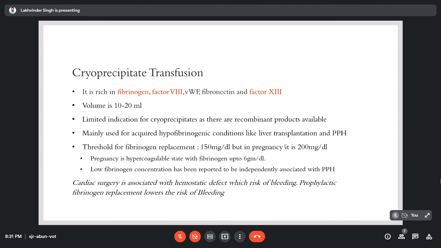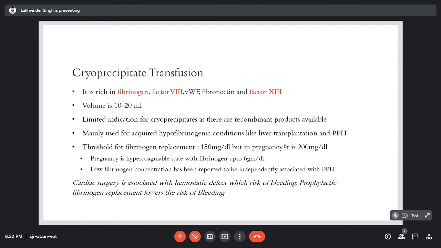In a normal person, the fibrinogen is 250 milligram, and it goes down to 150 milligram. So the fall is only 100 milligram. But in pregnancy, the level is 6 and it goes down to 100, there's a big margin. So the fall is very high. That's why we keep a higher threshold for pregnancy.